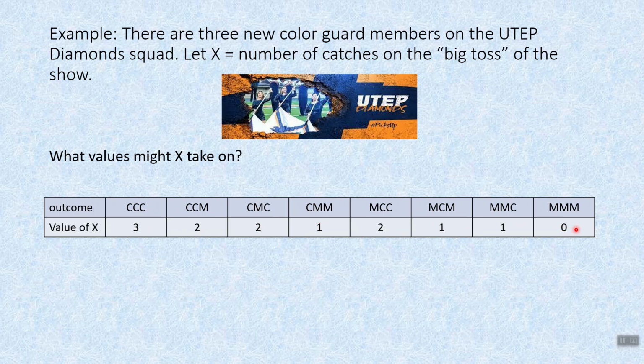From our earlier discussion of probability and counting, you already know that we have all of them listed here, right? It's either you catch or you miss. 2 times 2 times 2, 8 total outcomes. The random variable here has possible outcomes of 0, 1, 2, and 3. So X is the number of catches on the big toss.